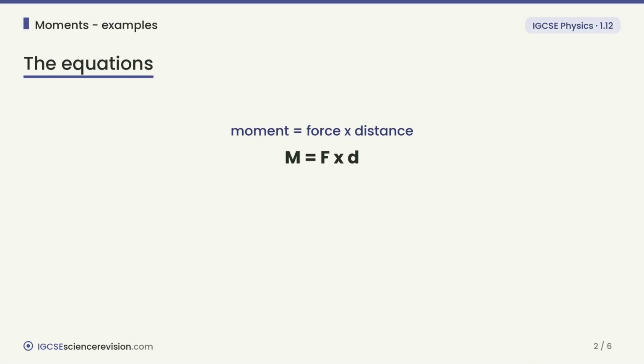2 things to remember. First, a moment equals force times distance from the pivot. Second, when something balances, the clockwise moment equals the anti-clockwise moment. So force 1 times distance 1 equals force 2 times distance 2. Rearrange that to find whatever's missing.